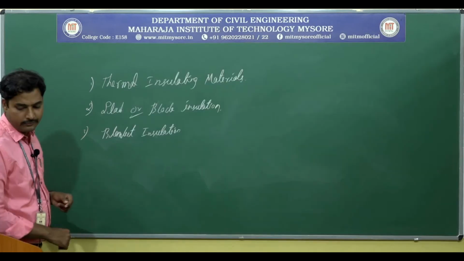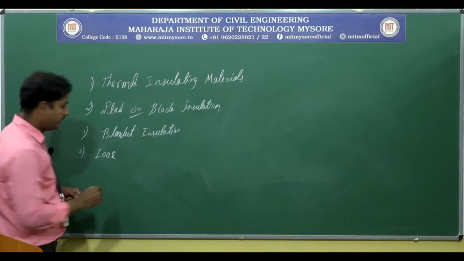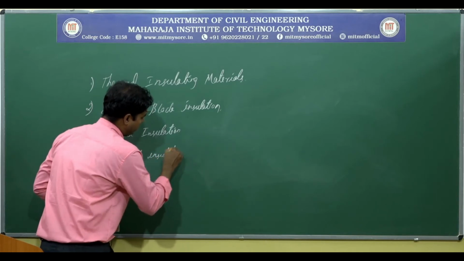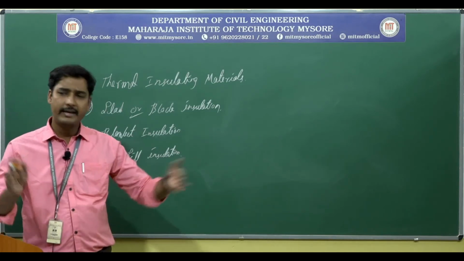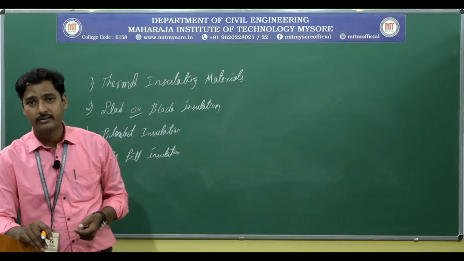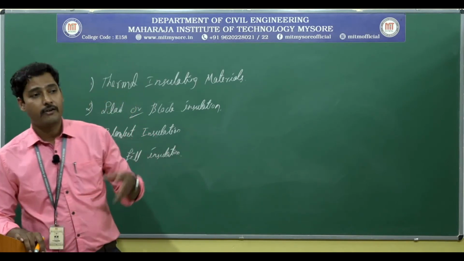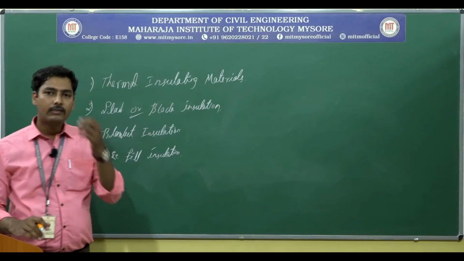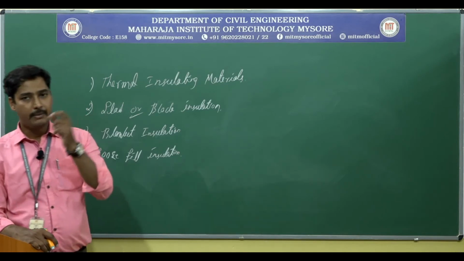Then the next one is loose fill insulation. In the majority of cases, we may or may not get the area in terms of spreading, in square meters or square feet, length into width. It may not be possible in some cases, because we need to prefer these insulating techniques for a small portion or any one particular portion of the building. So in these situations, these insulating materials are available in the form of pellets.